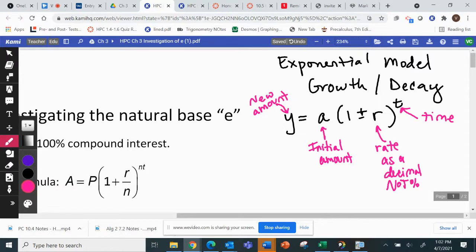Now this is for growth or decay. If we're talking about something that's increasing, we would use growth and we would use plus. If it was decay, you would use subtract. So that's what the plus or minus is for. You will need that exponential growth or decay model in one of your assignments.